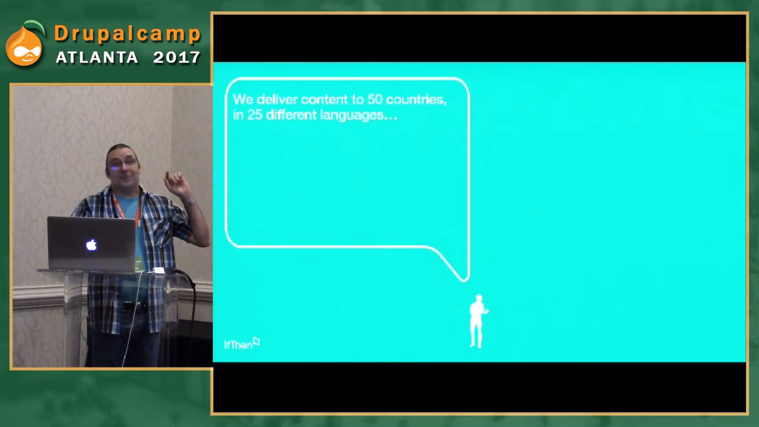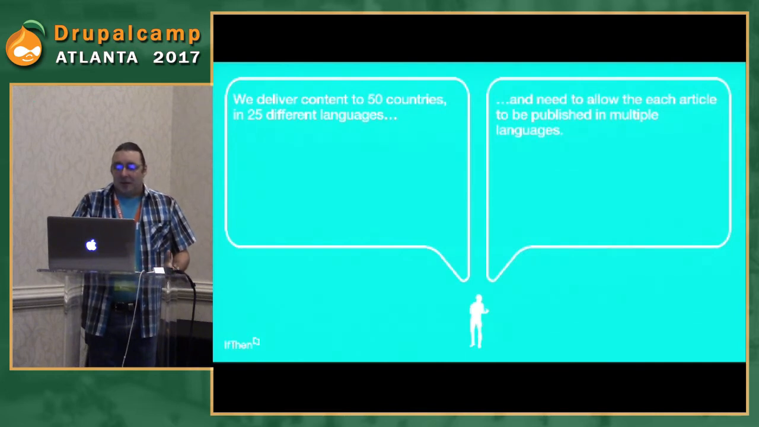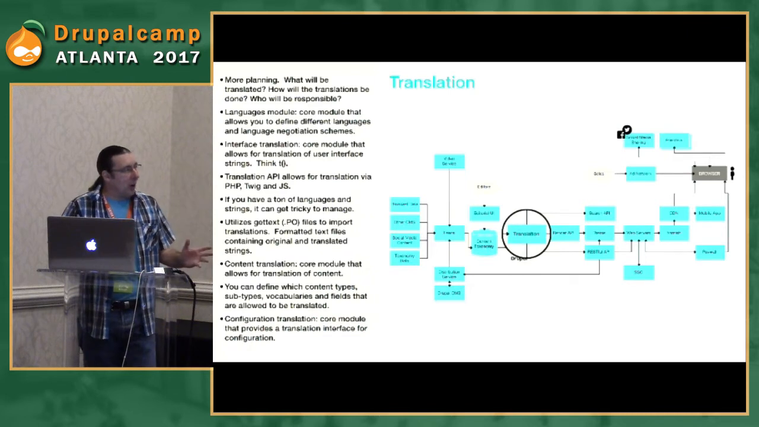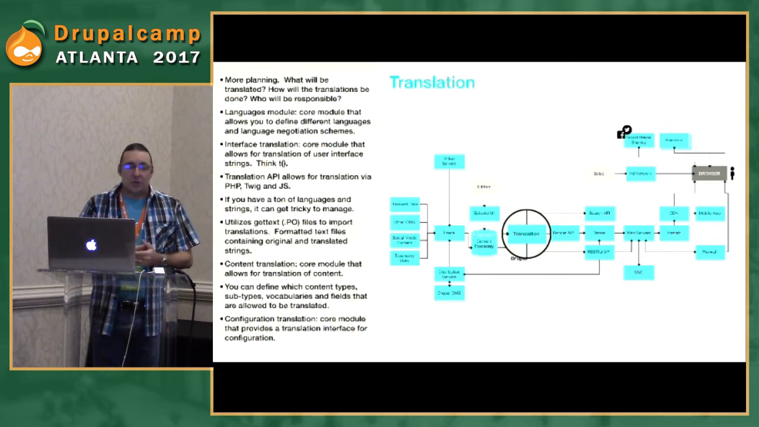By the way, we deliver content to 50 countries in 25 different languages, and we need to be able to allow multiple translations of a single article. No problem there. We've got it covered with Drupal 8 again. It does require planning. Are you just going to be translating content that's shown to the user? Are we translating the back end? Who's going to be responsible?